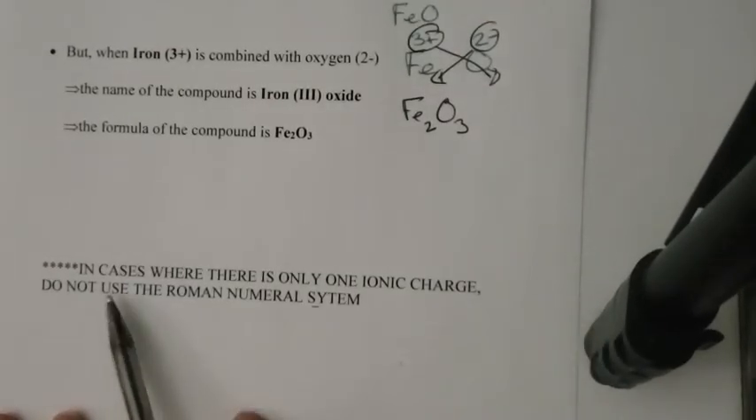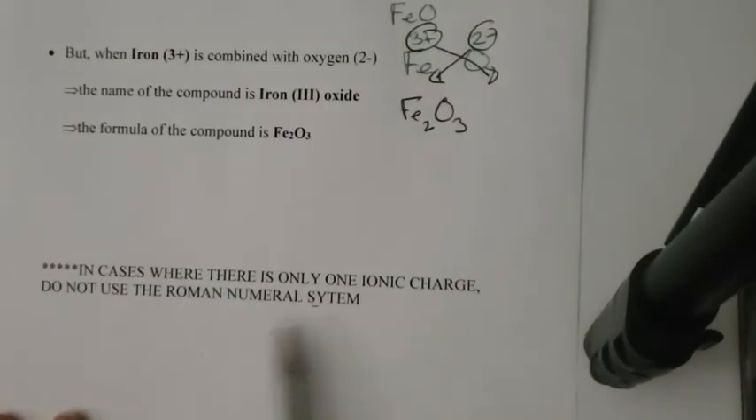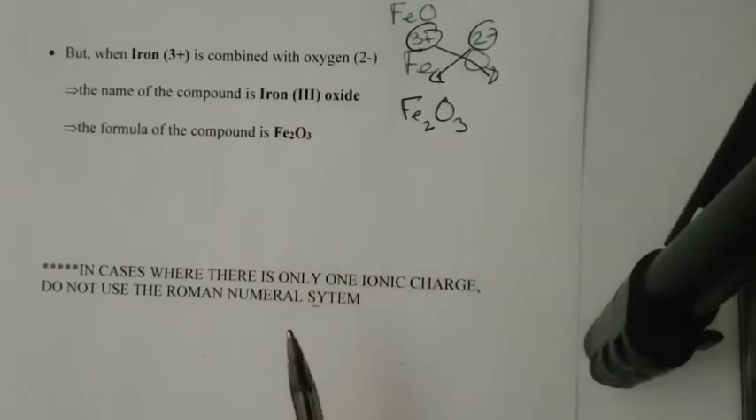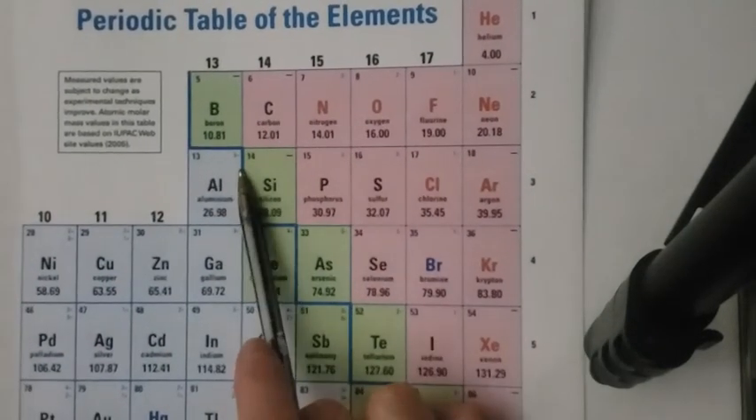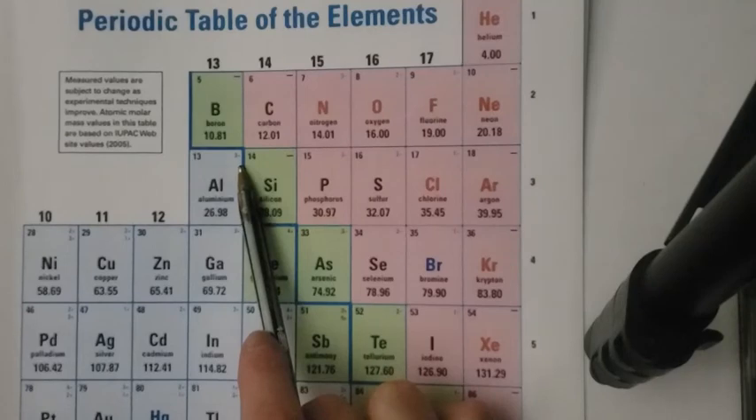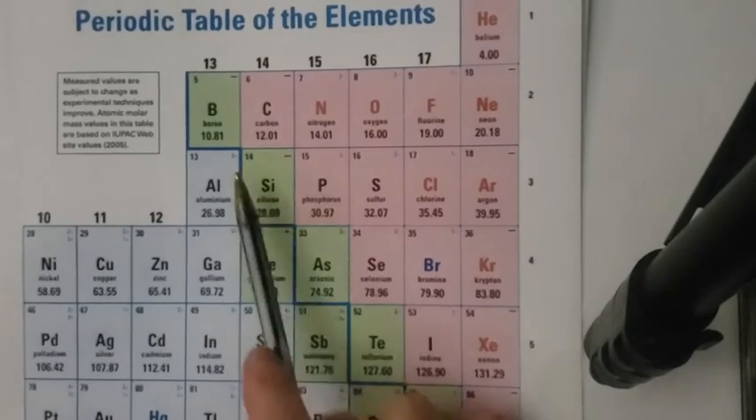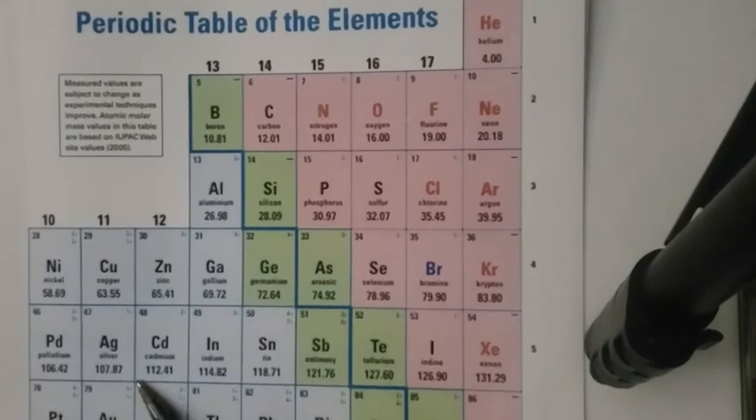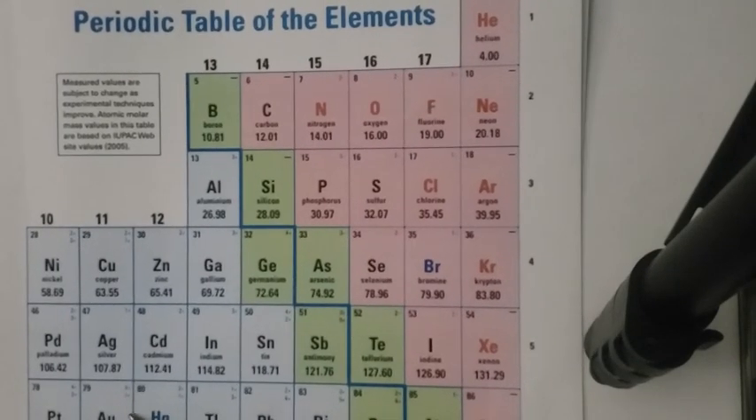Now, it says, in cases where there's only one ionic charge, do not use the Roman numeral system. So unless it's one of those common metals that you see there's two options, you don't need to use the Roman numeral system. We only put that down when there's two options. For instance, aluminum, there's only one option for aluminum, so you don't use the Roman numeral system. But if I look at something like gold, gold has two options, okay? It has two possibilities, so then I would need to use the Roman numeral system.